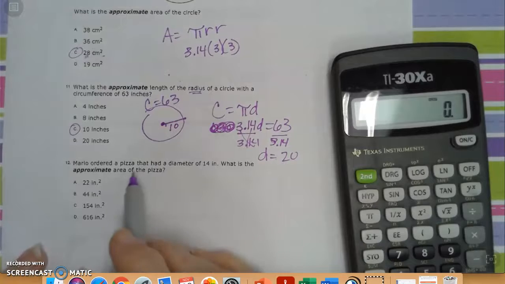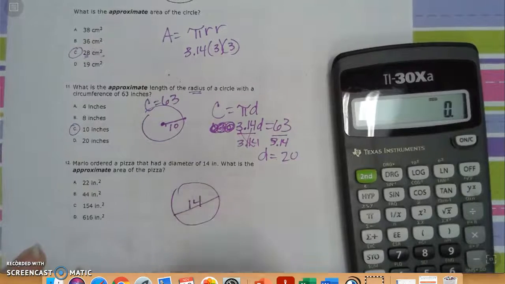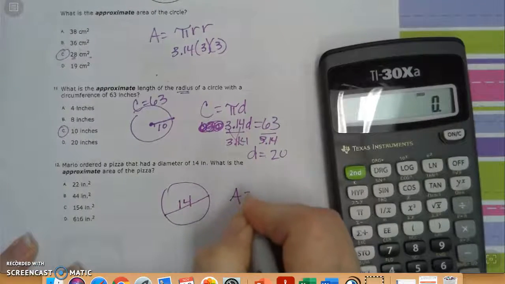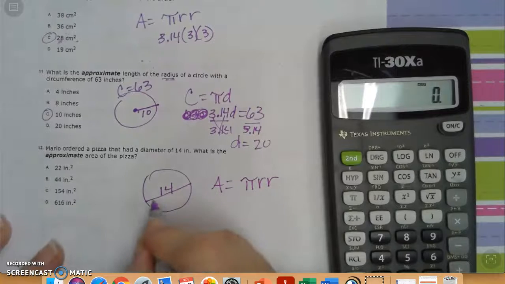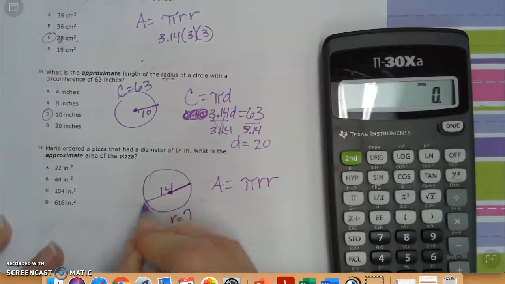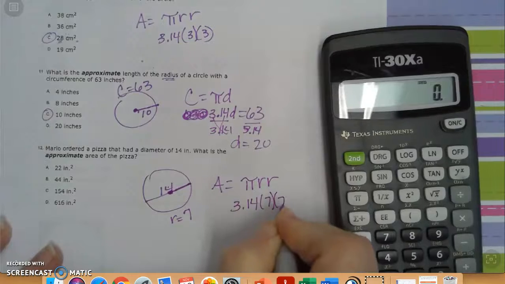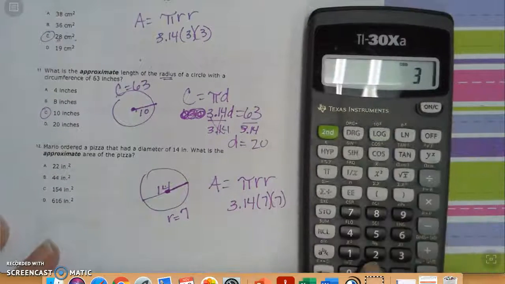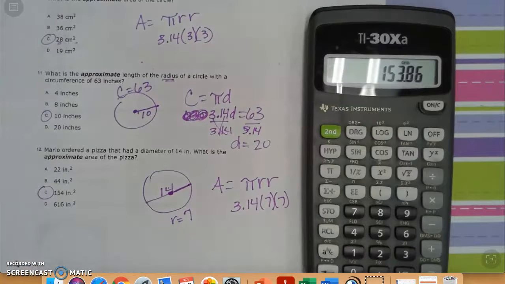Alright, one more. Mario ordered pizza. That sounds good to me. And there's our pizza, and the diameter is 14. It says, what is the area? So this page is a lot easier than the last page. So pi times r times r. If the diameter is 14, the radius is going to be 7 because we divide it by 2. This piece is 7, this piece is 7, that's going to give us our 14. So 3.14 times 7 times 7. And we get, it says approximate, so we're just getting close.